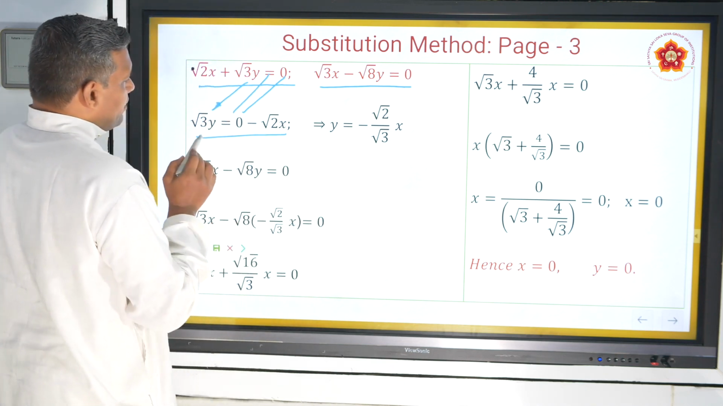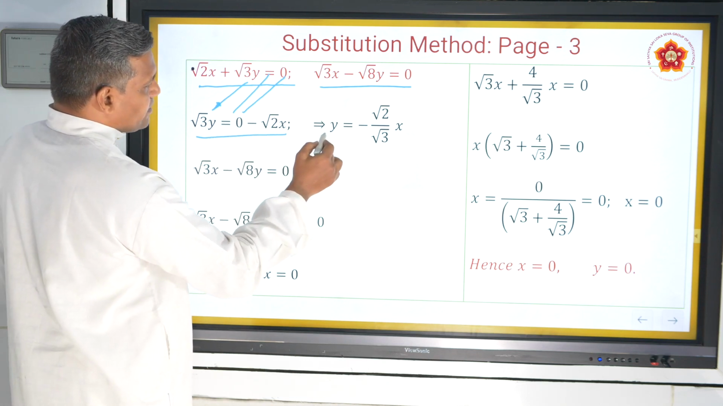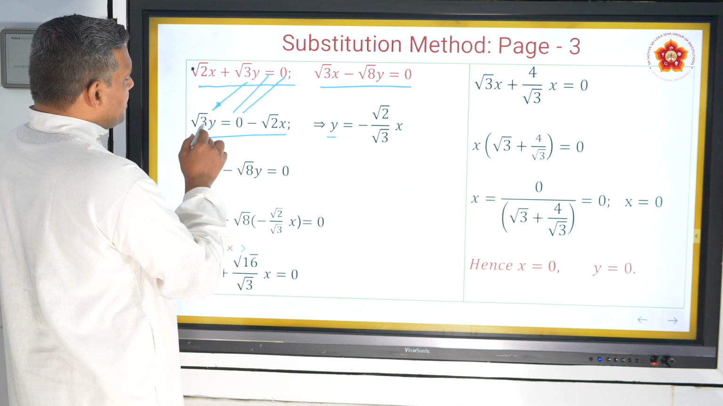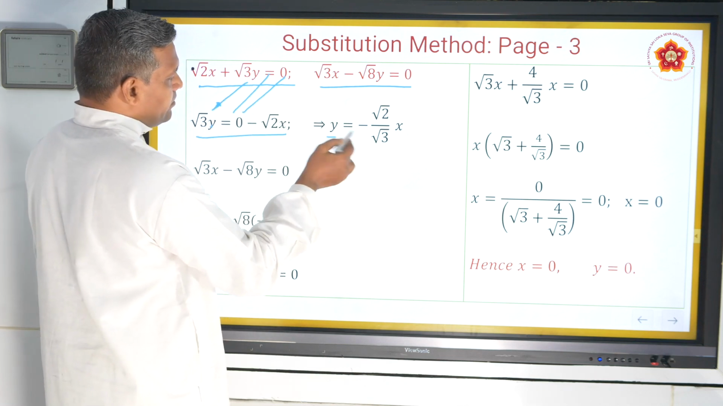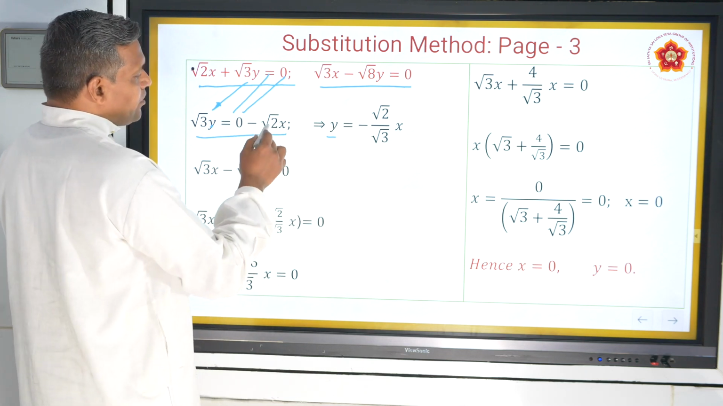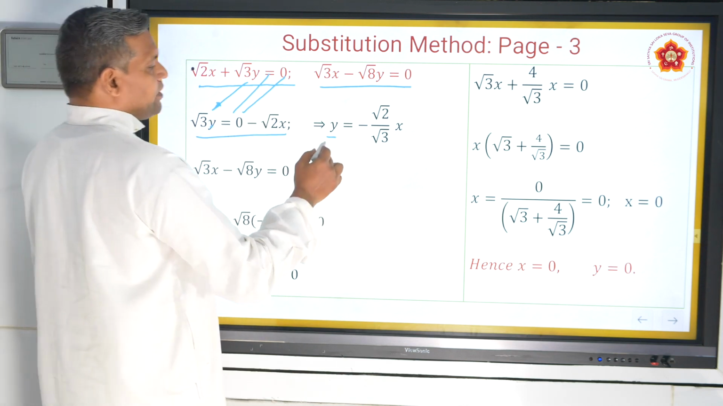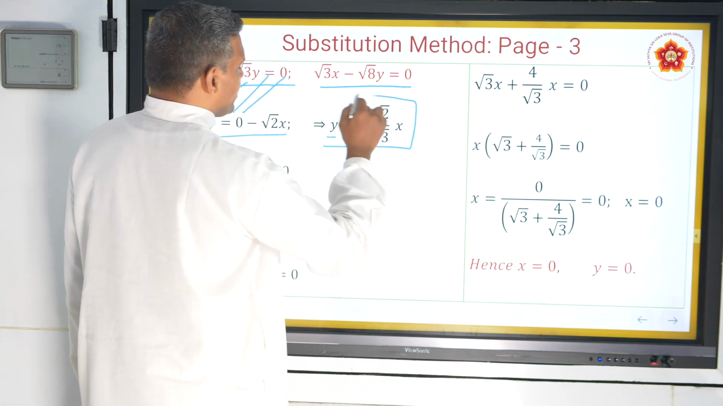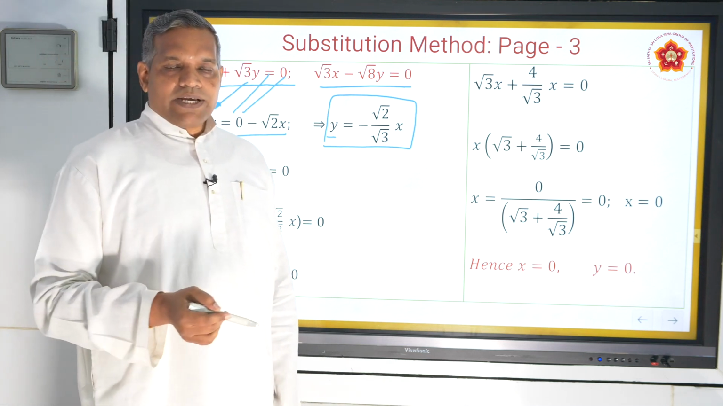Come back here. Now what I am doing this side, if you check, y is as it is, y. I don't want root 3 here. Root 3 is a coefficient multiplying here, so it should divide that side. So y is equal to 0 minus root 2x by root 3. So y is equal to minus root 2x by root 3. I got the y value.